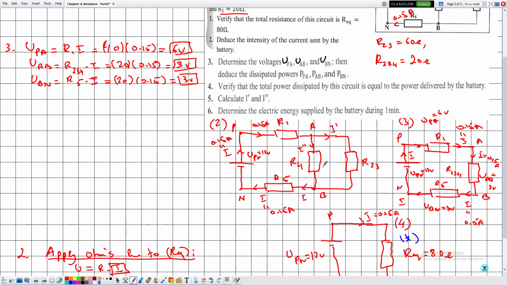And the same goes here: UAB is equal to 3 volts, UBN is equal to 3 volts, and UPA is equal to 6 volts. Sorry, UPA is equal to 6 volts, whereas this is equal to 3 volts.